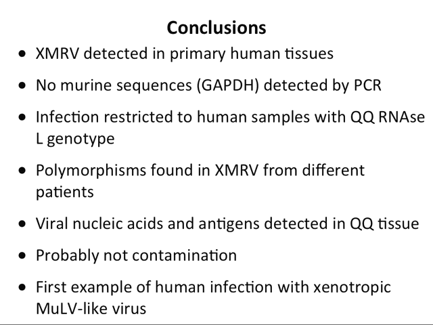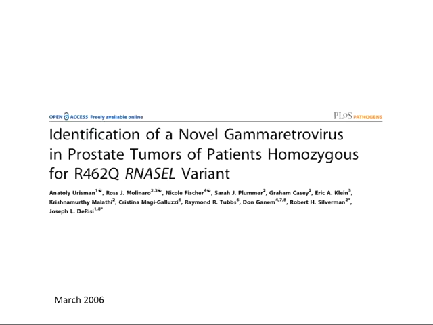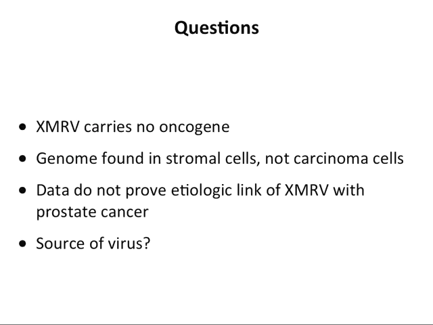Viral nucleic acids and antigens were detected in tumor tissues. So they conclude it's probably not a contaminant, and it's the first example of human infection with a murine leukemia virus. So this was the paper in PLOS Pathogens in March 2006. It was a collaboration between the DeRisi lab at UCSF and the Silverman lab at Cleveland Clinic, which provided the prostate tumor samples.